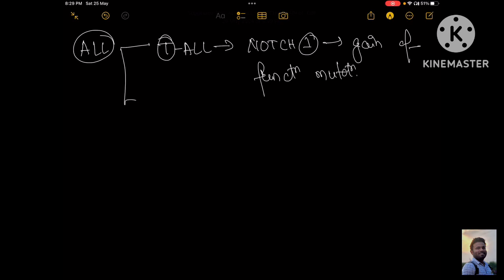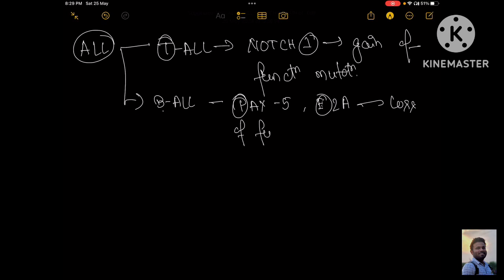Next is B-ALL. B-ALL is a loss of function mutation in the PAX5 and E2A genes. P looks like B, and E, if it has an A, then it looks like B. So it is a loss of function mutation.